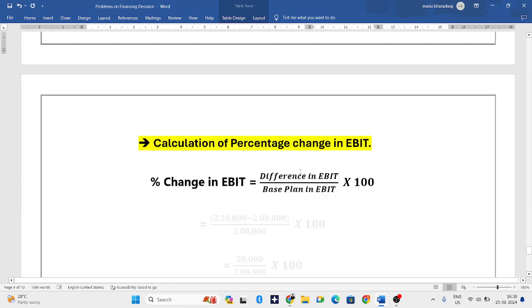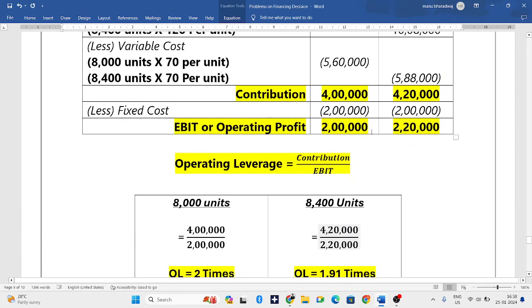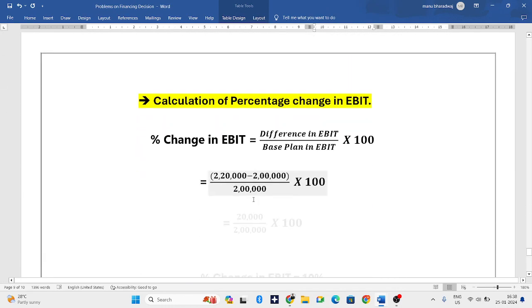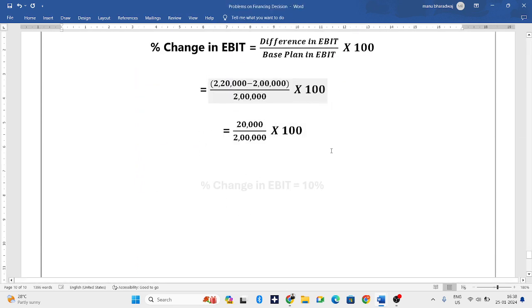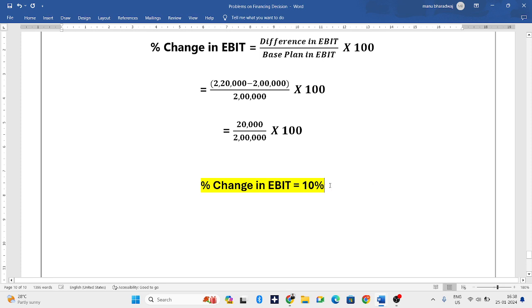We have to subtract: 2 lakh 20,000 minus 2 lakh, divided by the base plan. 2 lakh is the base year. So it is divided by 2 lakh. 2 lakh 20,000 minus 2 lakh will be 20,000. That 20,000 I've written here has to be divided by 2 lakh rupees. So 20,000 divided by 2 lakh into 100 will be 10%. So the percentage change in EBIT is 10%.